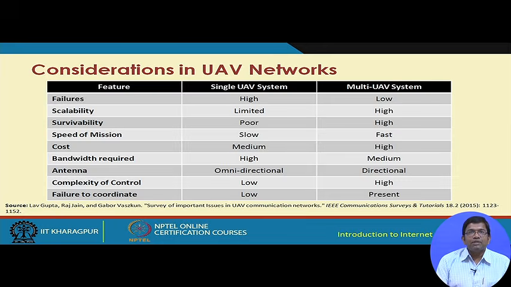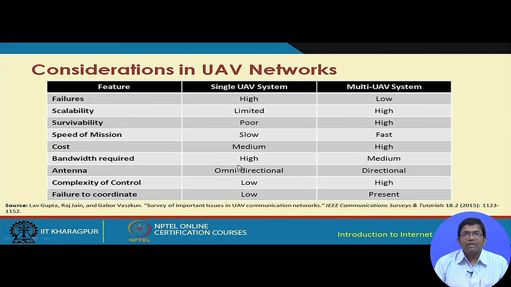Then we have the speed of mission. In a single UAV system, the speed is slow, but in a multi UAV system the speed of mission is fast. Survivability is poor in a single UAV system, survivability in a multi UAV system is higher. The cost in a single UAV system is medium, because you are dealing with a single UAV, and in a multi UAV system the cost is high because you are dealing with multiple UAVs.